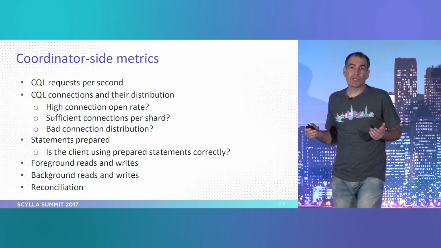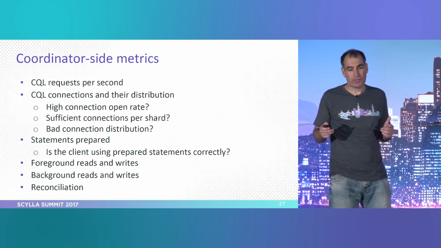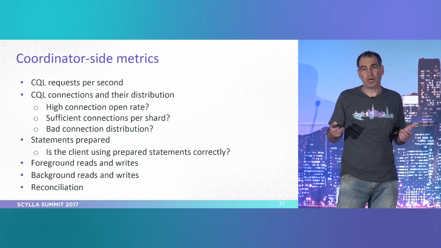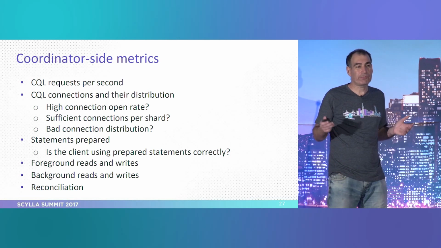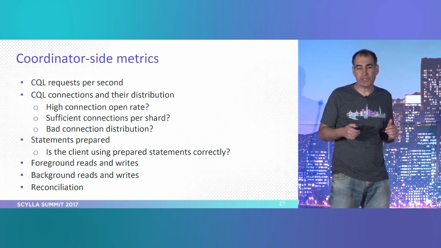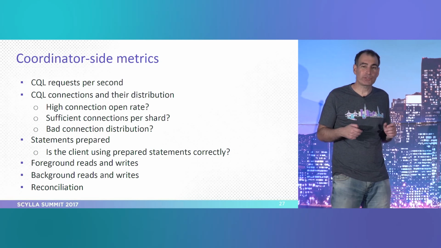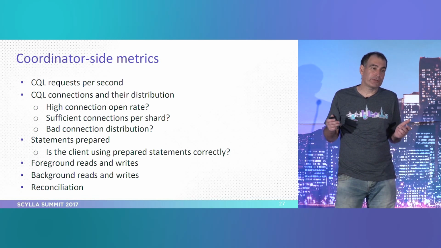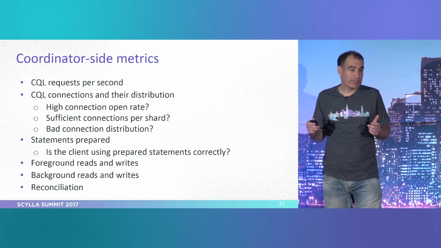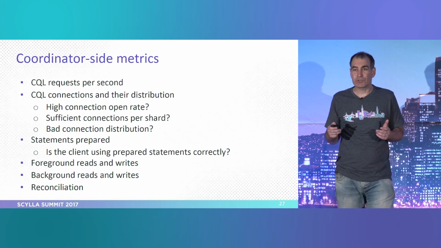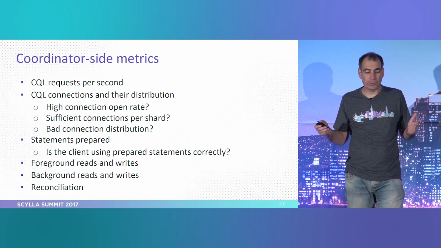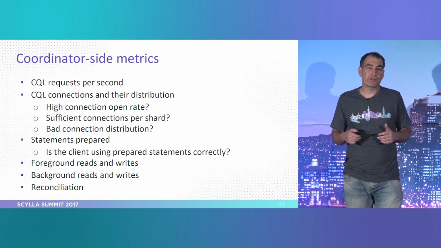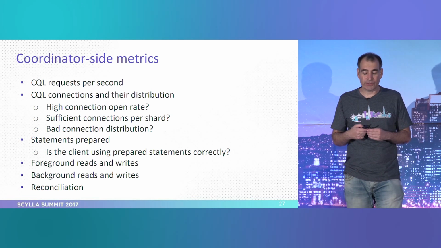First, we have to make sure there are enough connections to the database. Ideally, we want at least one connection per shard. So again, if you have 10 nodes and 64 shards each, you need at least 640 connections in total. And you want to make sure that they're distributed correctly. In Scylla, there is an automatic connection load balancer, so it will try to distribute the connections among all of the shards. But you want to check on that and make sure that it worked correctly.